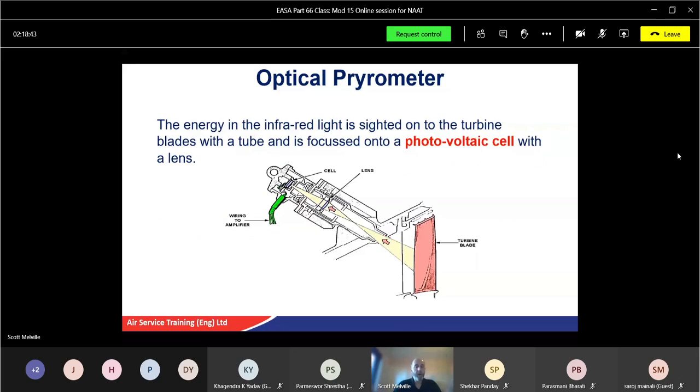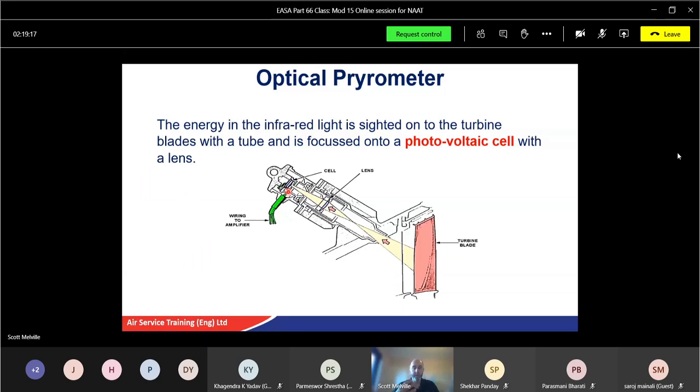And basically what it does, it looks at the heat of the turbine blades. When you heat something up, you get a light source. The energy from the heat is infrared light. The sensor is sighted onto the turbine blades of the turbine and is focused with what's called a photovoltaic cell. Okay, so this photovoltaic cell through a lens. So here we have a cell here, then the lens will put the image onto the cell.